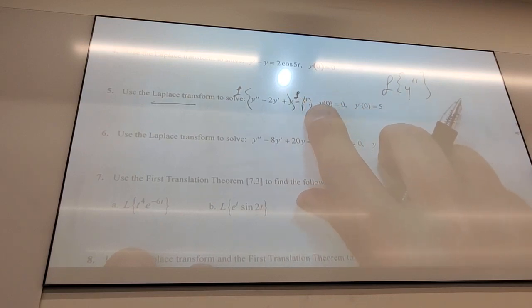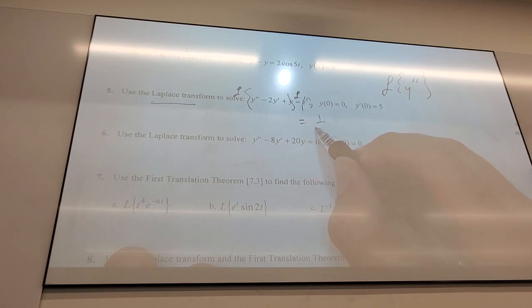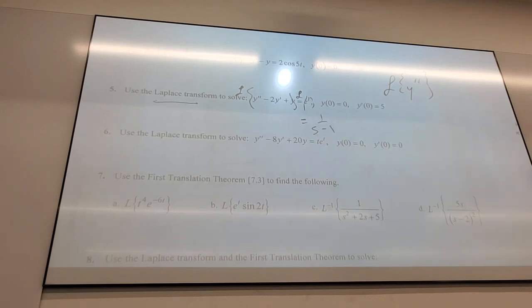This thing you'll know. Does somebody remember what Laplace of e to the t is? 1 over s minus 1. Yeah, because it's kind of like a translation of 1. The Laplace of 1 is 1 over s, so this will be 1 over s minus 1.